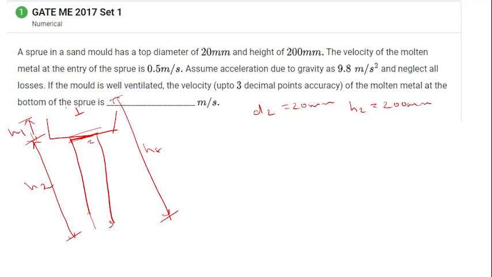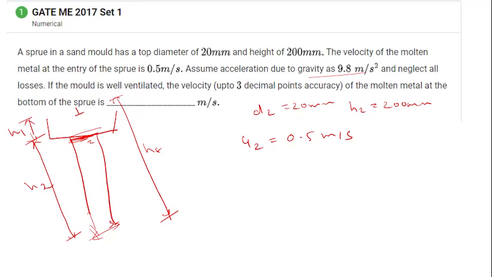The velocity of molten metal at the entry of the sprue, that means U2, is given as 0.5 meter per second. Assume g as 9.8 and neglect all the losses. If the mold is well ventilated, the velocity of molten metal at the bottom of the sprue is? Here, do we need the height of the pouring basin? Yeah, we need the height of the pouring basin.